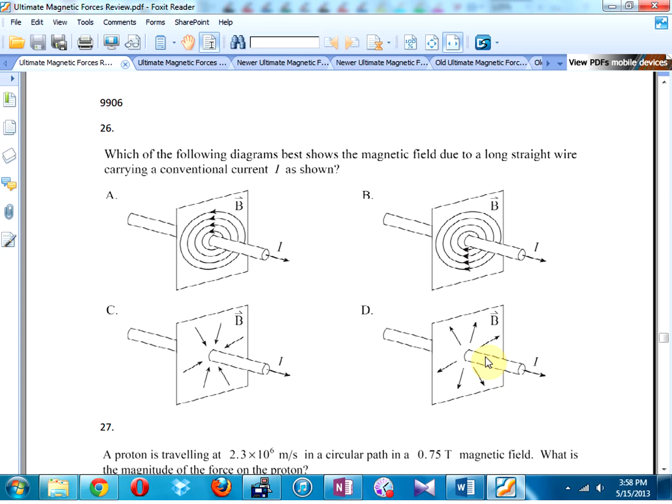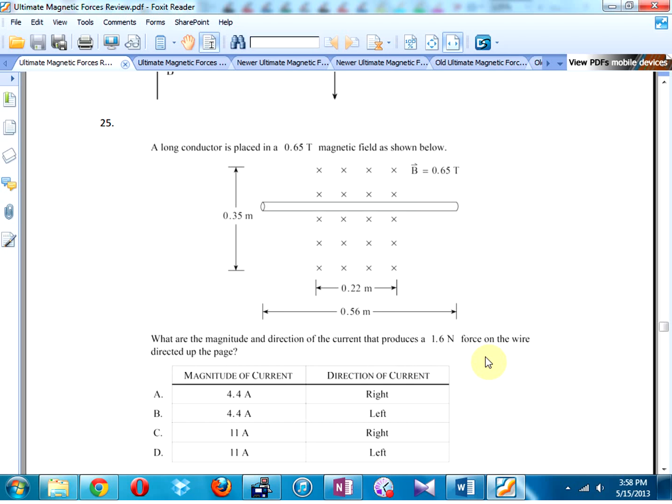Dorothy, can you read 26 to me, please? Which of the following diagrams best shows the magnetic field due to a strong... Stop. Due to, caused by, created by. That's the key difference. It says Y. But still, there are other diagrams with wires in them. If the magnetic field is external, like here, that magnetic field is not caused by the wire. That's an external magnetic field. We want to know the force.